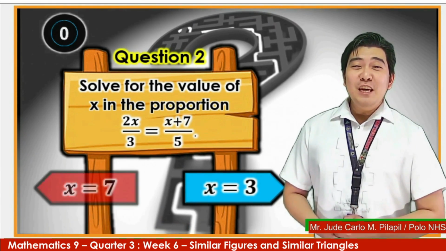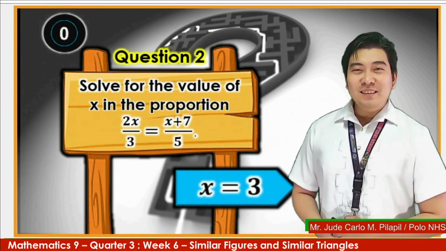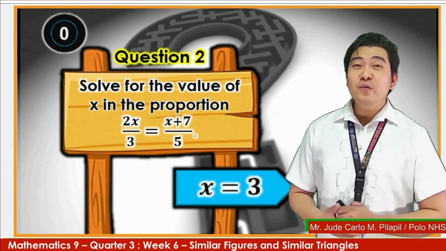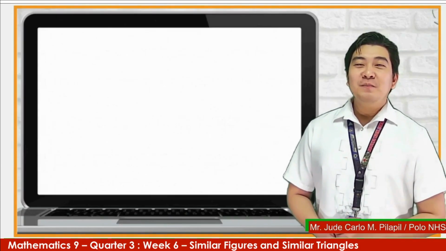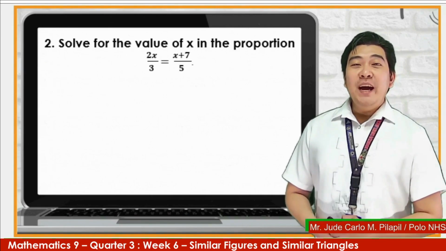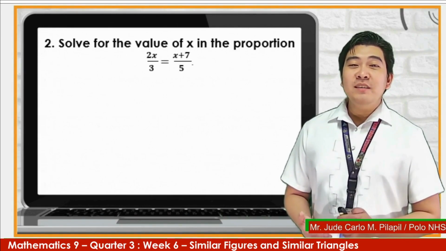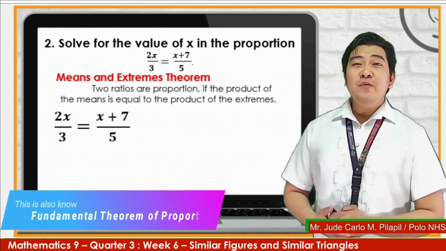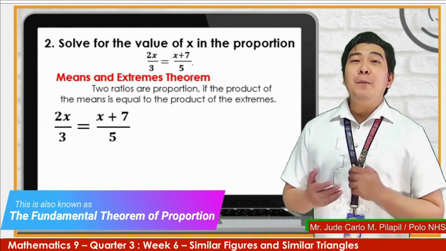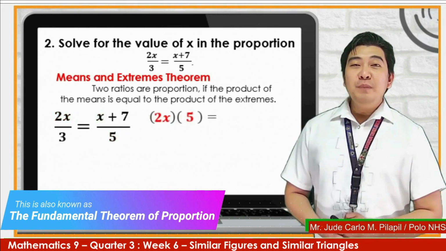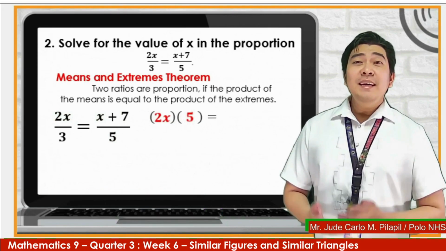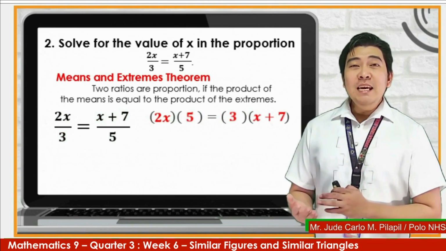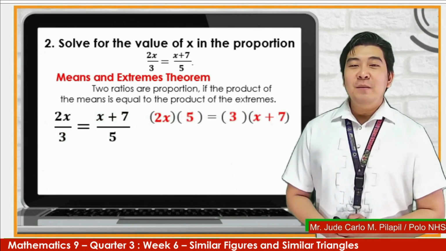If you got x is equal to 3, you are awesome. It seems that you can still remember how to solve for the value of the unknown variable in proportions. So to recall, in finding the value of the unknown in proportions, we need again your means and extremes theorem. So out of the given proportion, we need to get the product of the extremes. So that will be 2x times 5 is equal to the product of the means, which will be 3 times the binomial x plus 7.